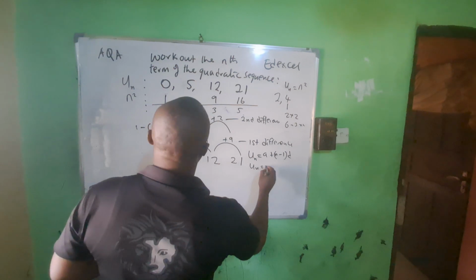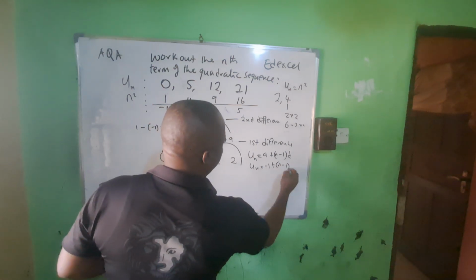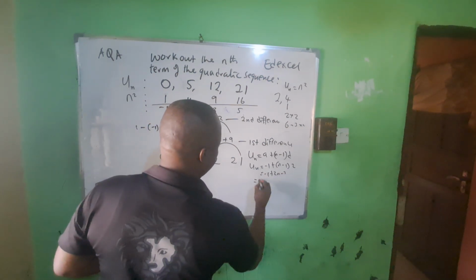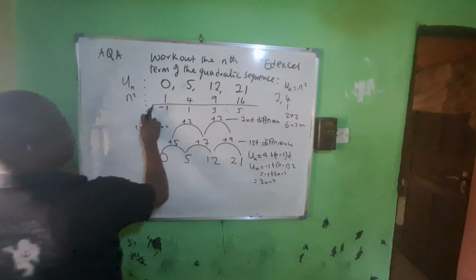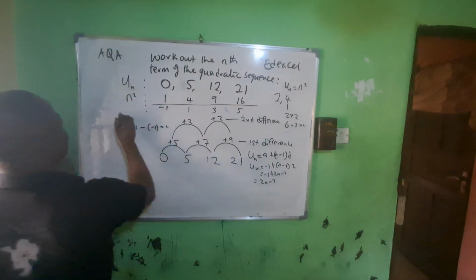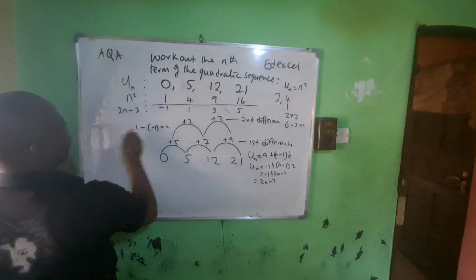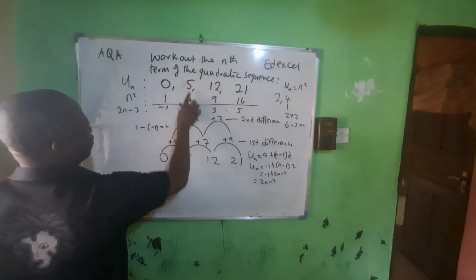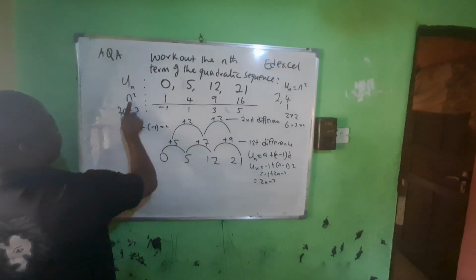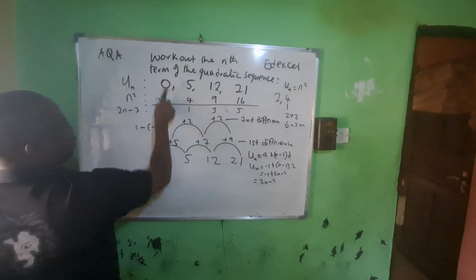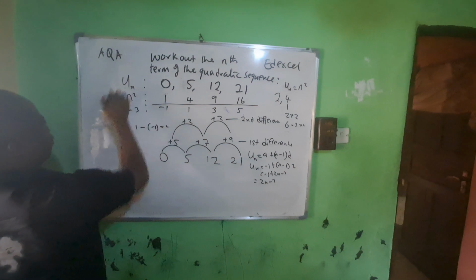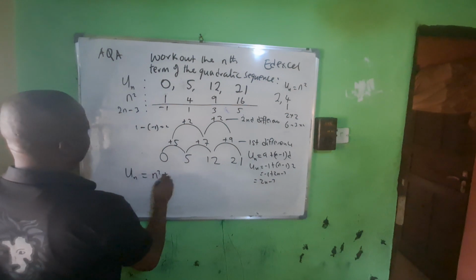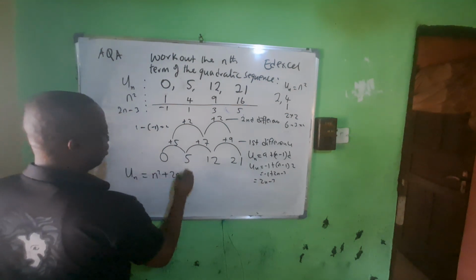So un here is -1 plus n minus 1 times 2. If you open the bracket, you have -1 plus 2n minus 2, which is 2n minus 3. So what defines what we have here is 2n minus 3. So each term is n squared plus this, and so un, which is the nth term of the quadratic sequence, equals n squared plus 2n minus 3.